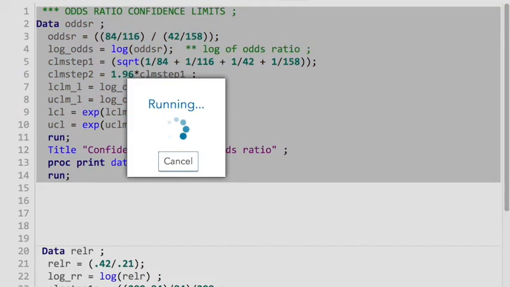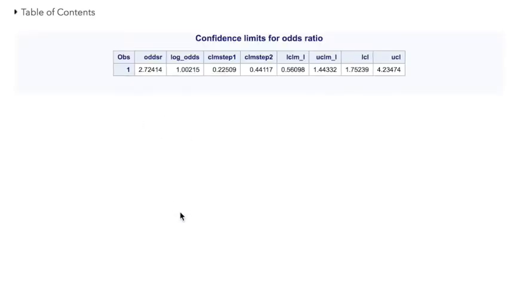Odds ratio and confidence limit. So here's my odds ratio, 2.72. Log the odds, we really don't care. And over here is the lower confidence limit and the upper confidence limit.